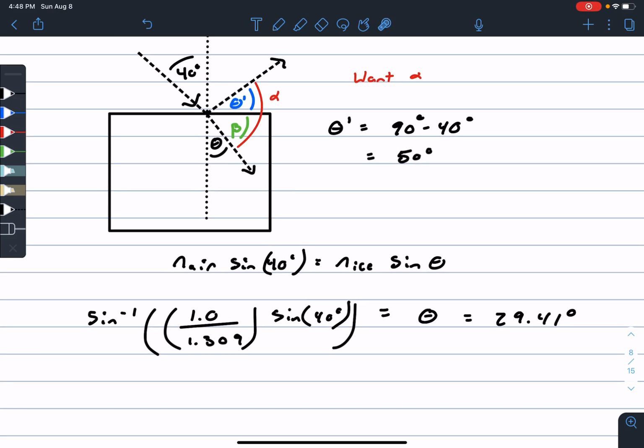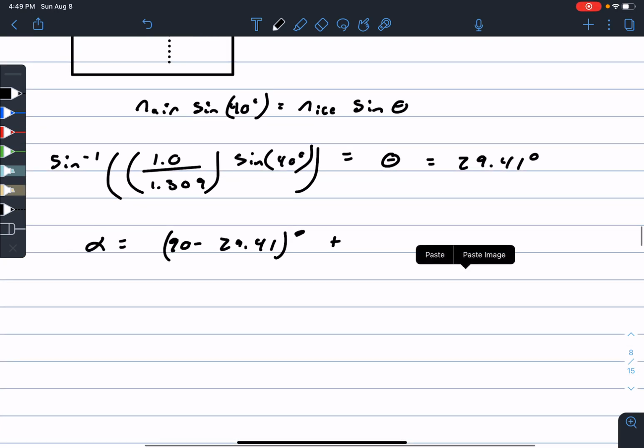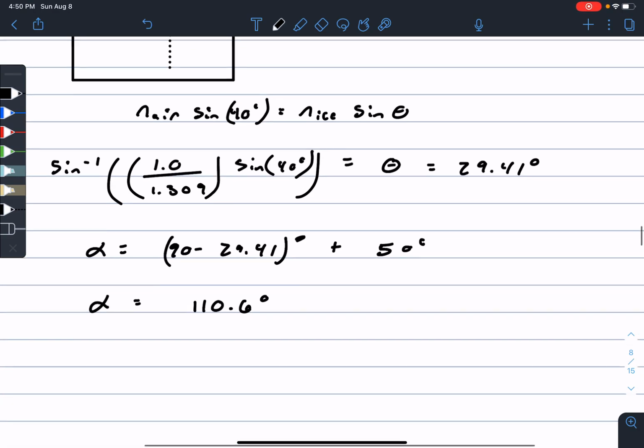Right, so okay, we're there. So this total angle, which is what we're asked to find, total angle alpha is this angle plus this angle. And to find beta, we just take 90 minus this angle here, right? So alpha is equal to 90 minus 29.41 degrees plus, we found earlier it was 50 degrees. And that gives us a value of, what did we get? It was 110.6 degrees. That's the angle alpha. Great.